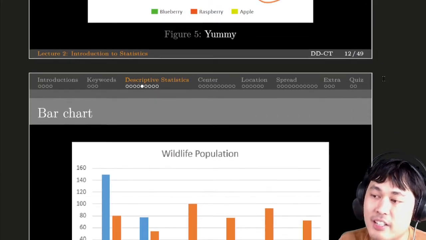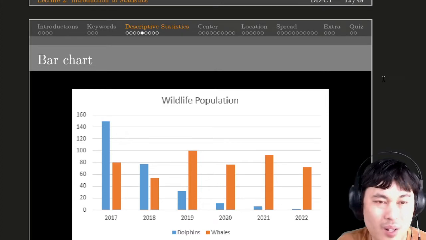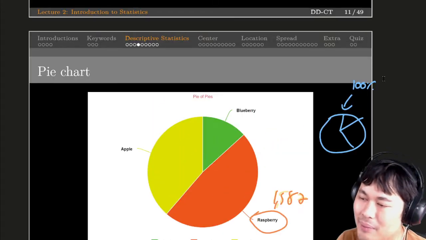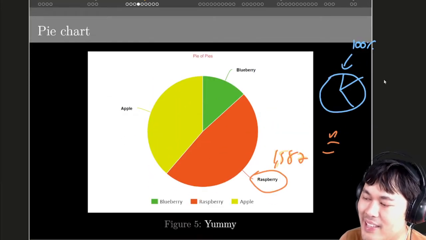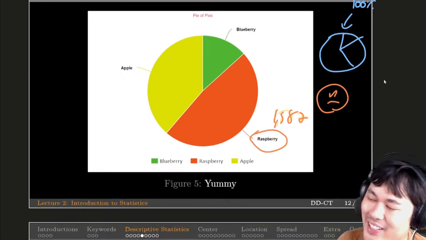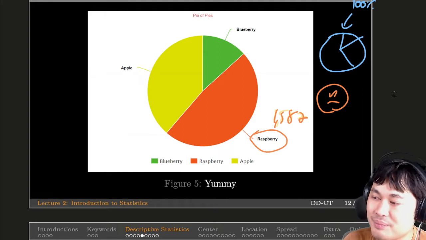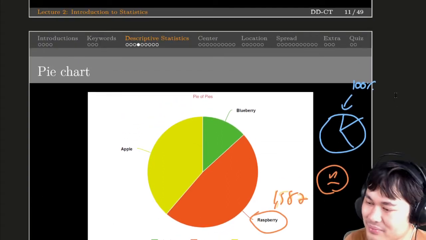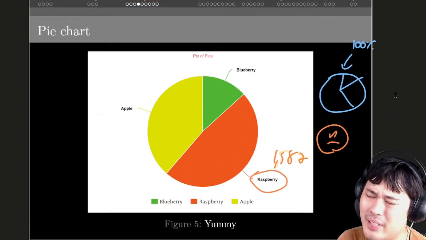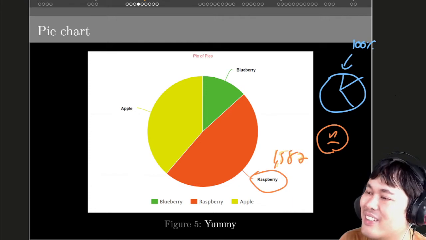And we have a bar chart. I think this is more common than the pie chart. Oh, but by the way, the pie chart is kind of bad. There's a rule of thumb that if you can avoid it, please avoid it at all costs, because it's kind of misleading somehow.